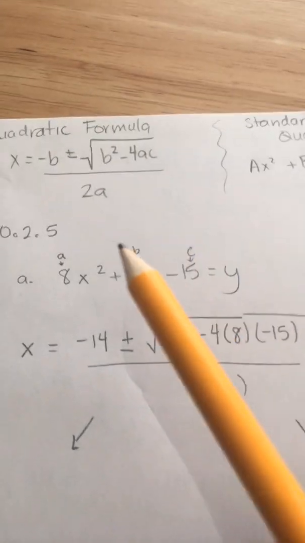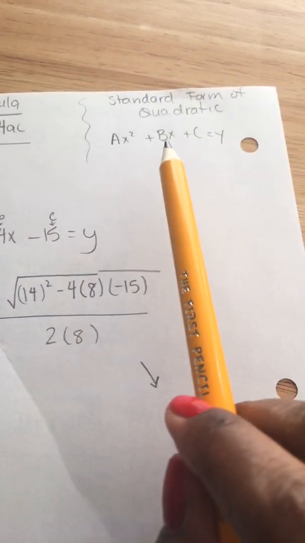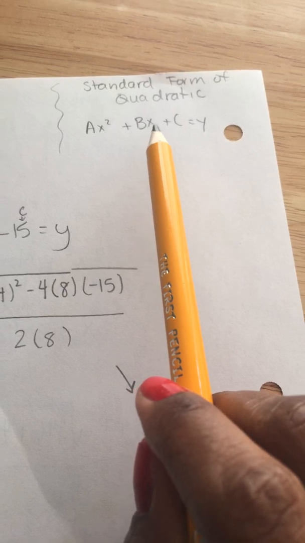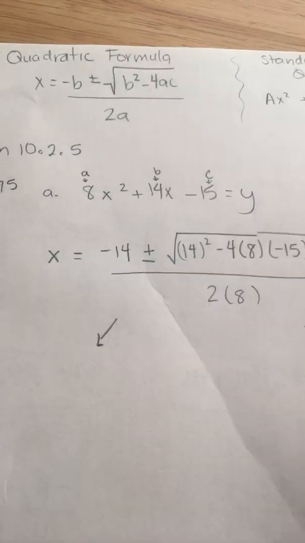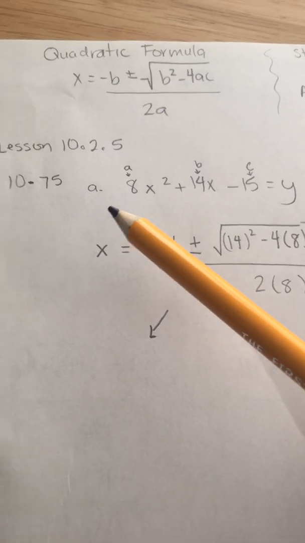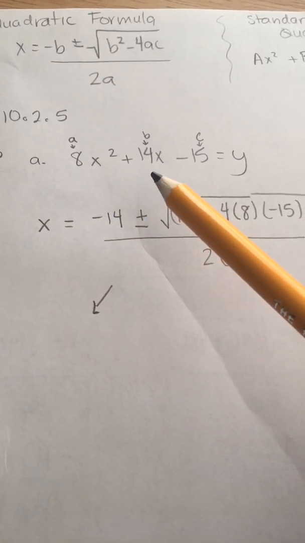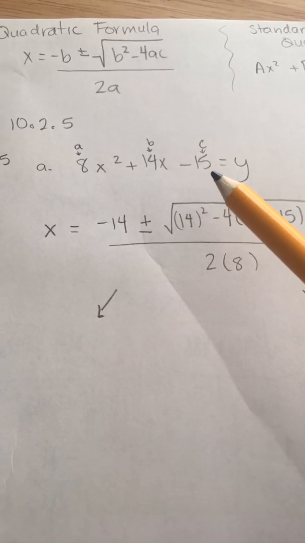We get our letters A, B, C from the standard form of our quadratic equation. A is in front of x squared, B is in front of x, and C is the constant, which is also your y-intercept. So here's the problem for 1075: 8x squared plus 14x minus 15. A is 8, B is 14, C is negative 15.